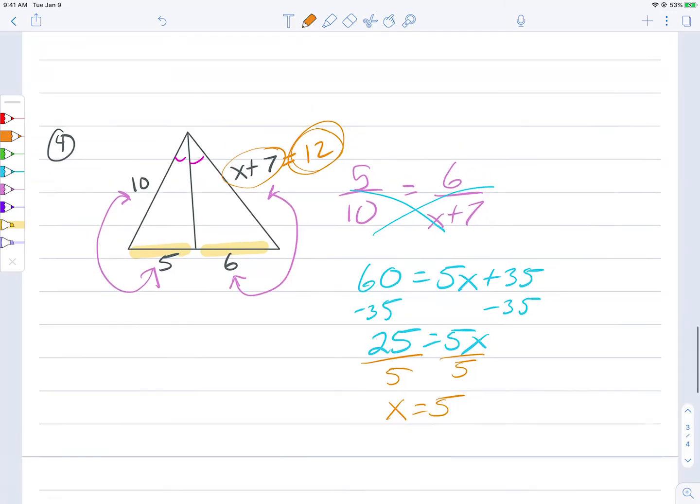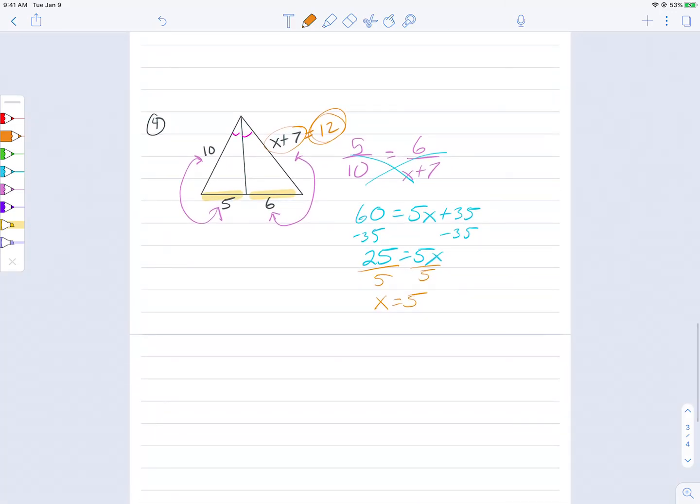which means our missing side over here is 5 plus 7, 12. So you can use proportions to find missing sides of triangles if you are given a parallel line within the triangle, or if you are given an angle bisector.